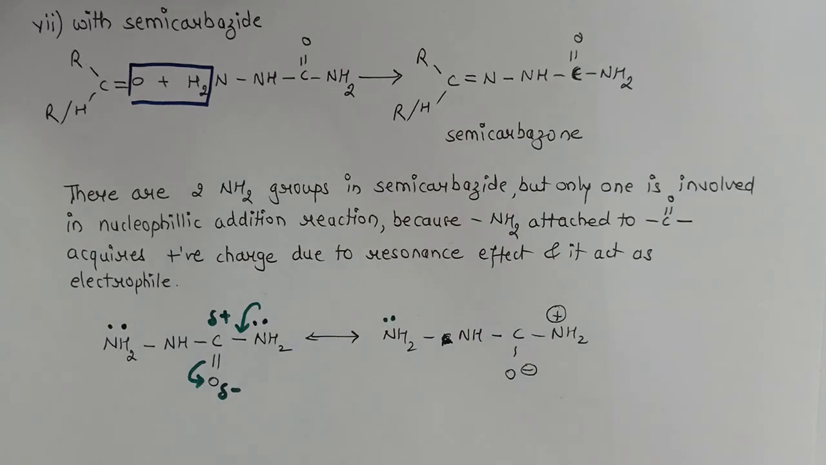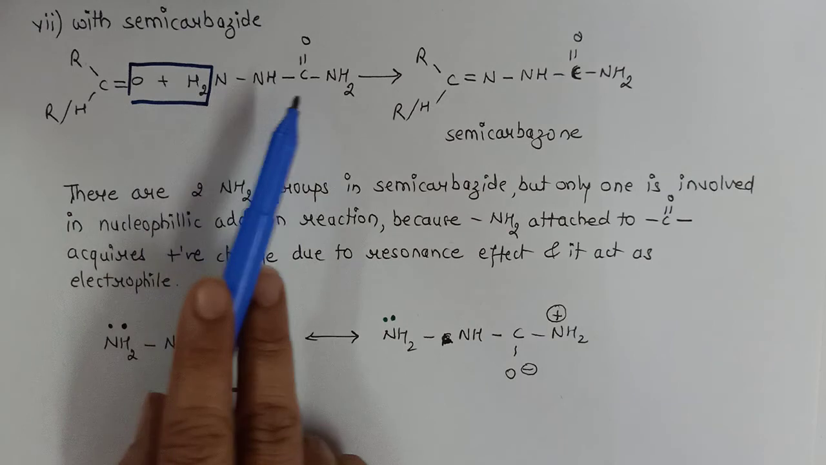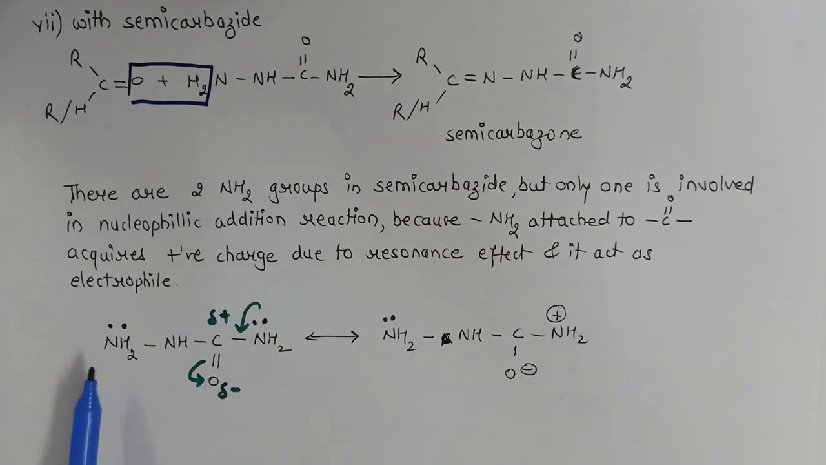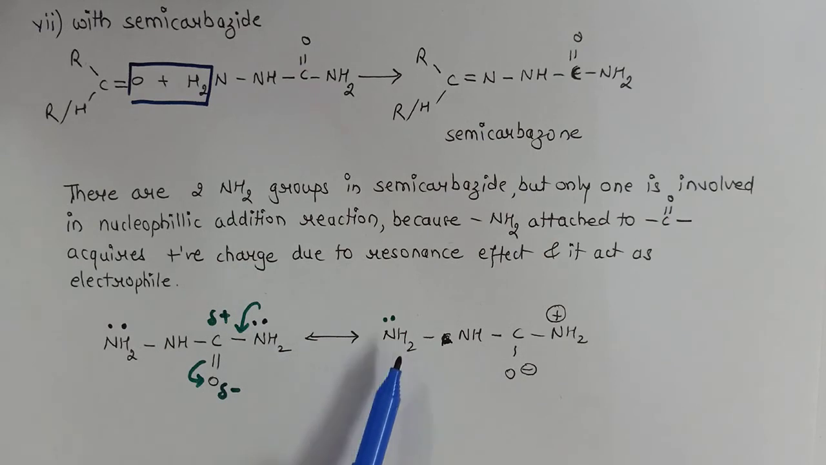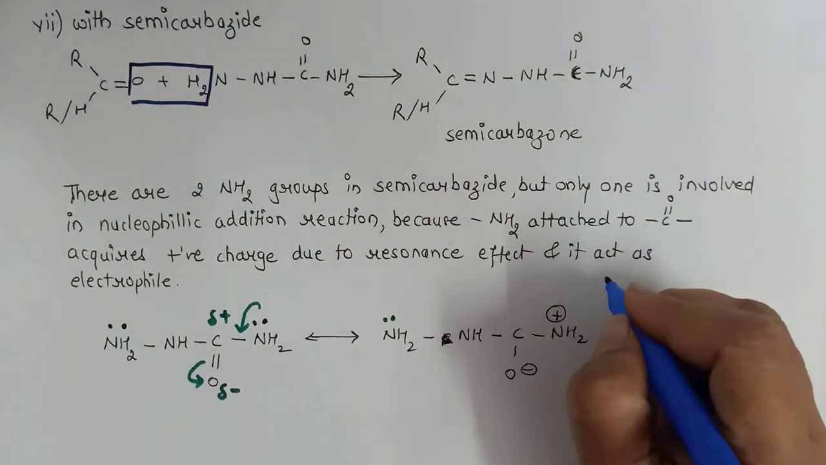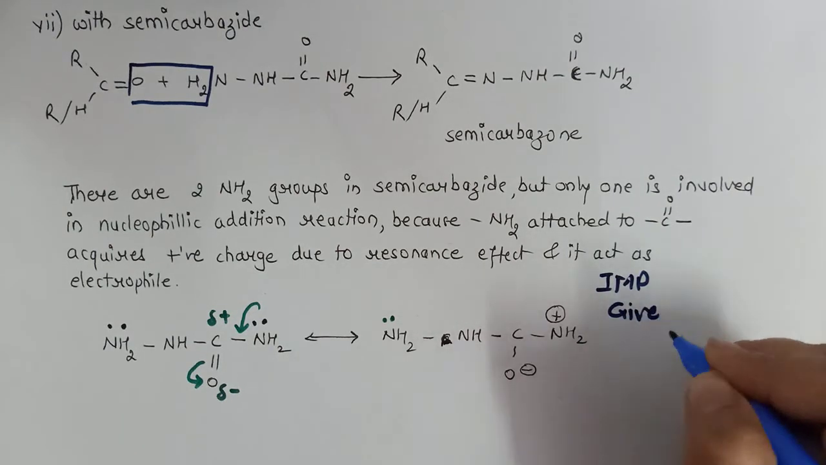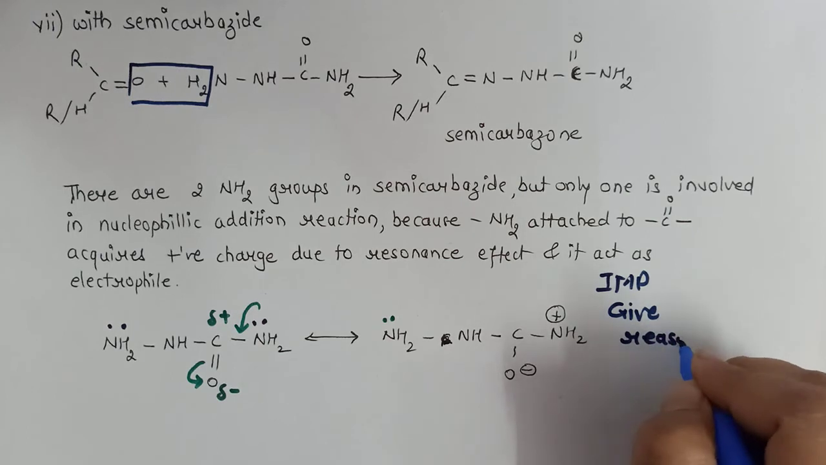Now there is one very interesting thing associated with this reaction. As we can see, there are two NH2 groups involved in semicarbazide, but only one NH2 group is involved in the reaction. Now why is it so? That is one of your important give reason questions. Many a time this question is asked in your board exam.